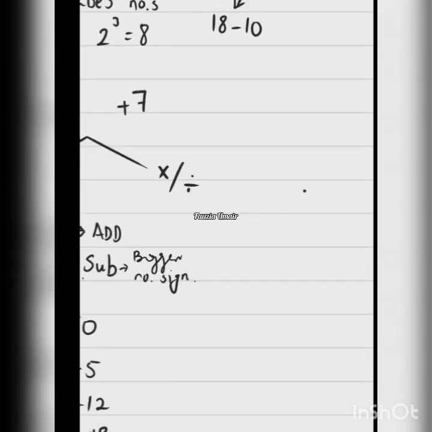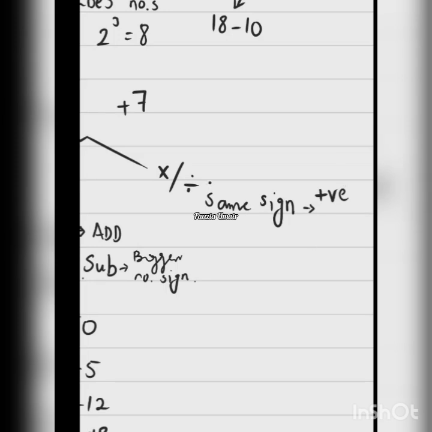So now comes the tricky part. When division and multiplication come in, the confusion starts. So what is the rule of multiplication or division? If the same sign, then the answer is always positive. Right? The answer is always positive.